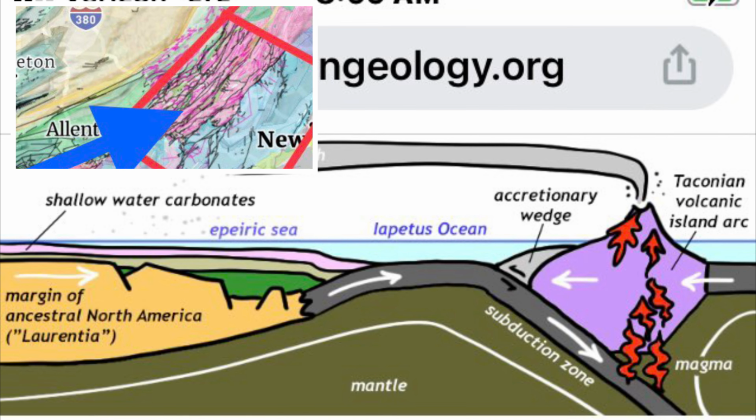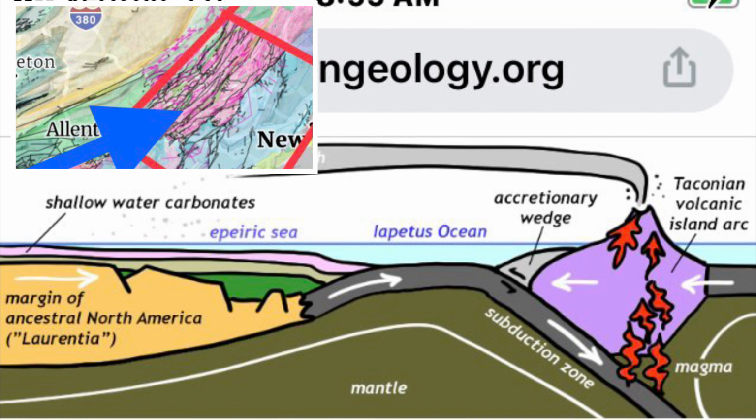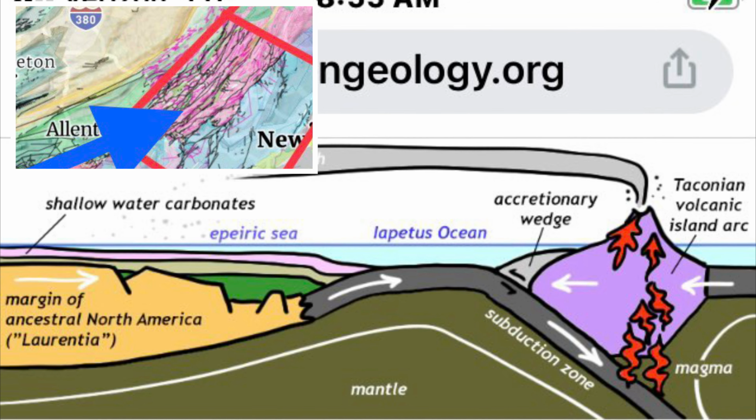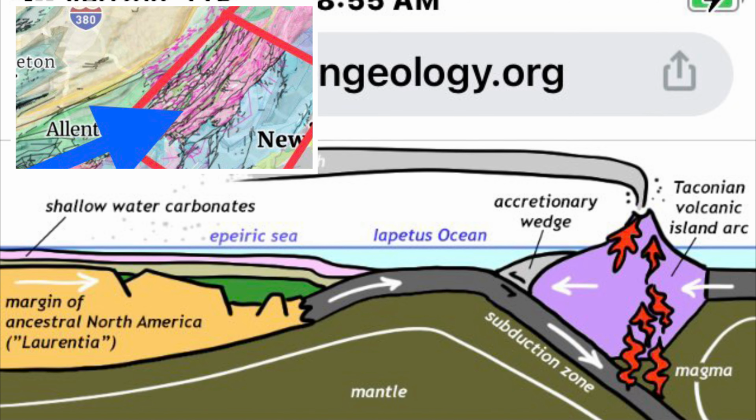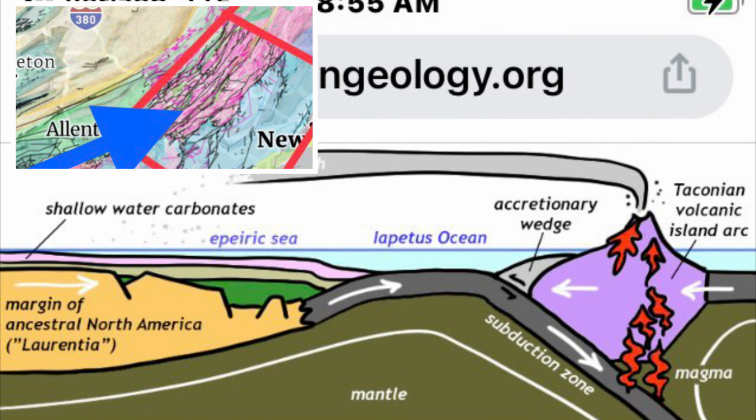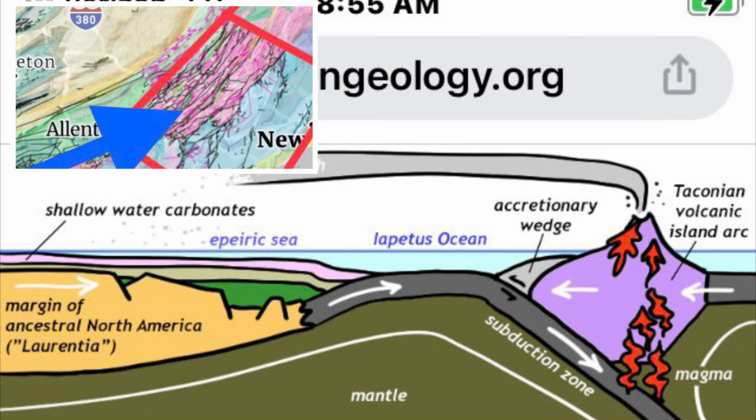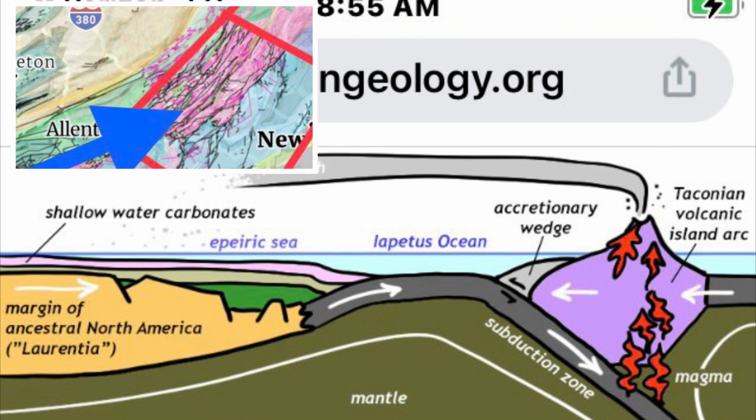This caused ocean crust to break and be subducted underneath another piece of ocean crust, and this created a huge volcanic island chain, represented by the purple blob in this diagram. And this volcanic island chain was very similar to the present-day islands of Japan off the coast of China.